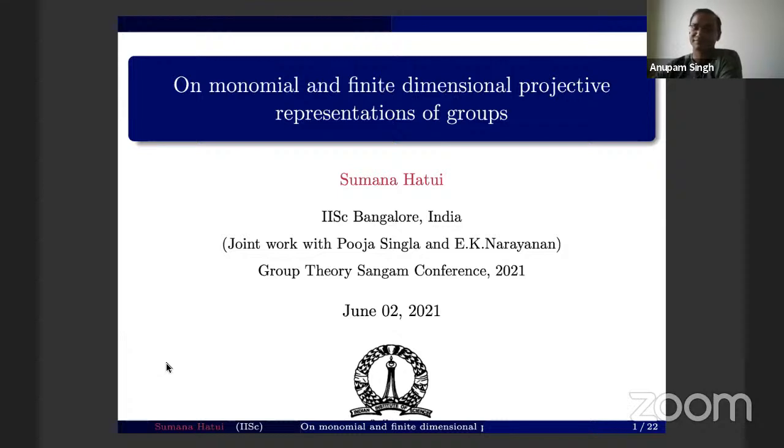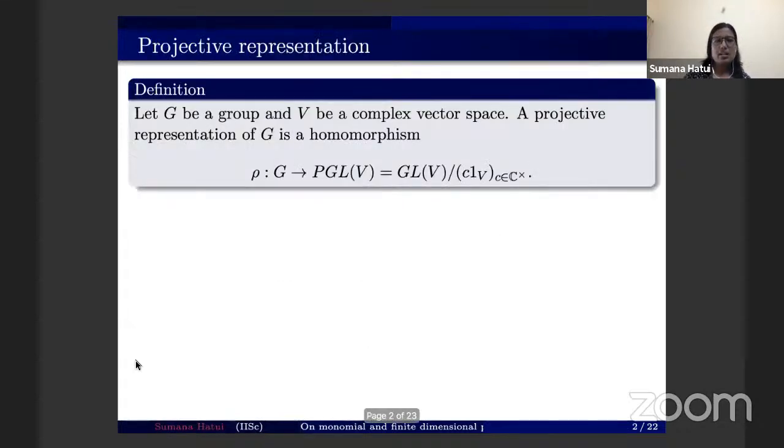Thank you, Anupam. Thank you, the organizers, for giving me the opportunity to talk here. Today I will talk on monomial and finite dimensionality of projective representations of groups. This is joint work with Pooja Singla and E.K. Narayanan. I will start with the definition.